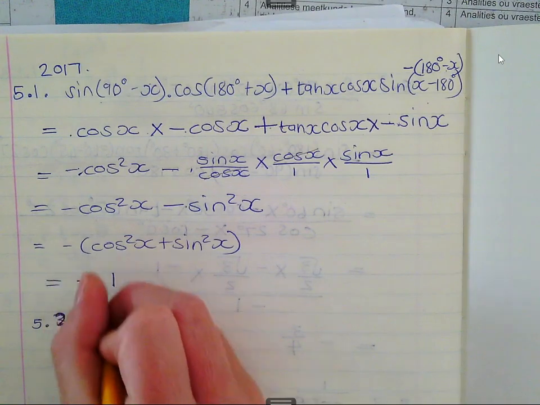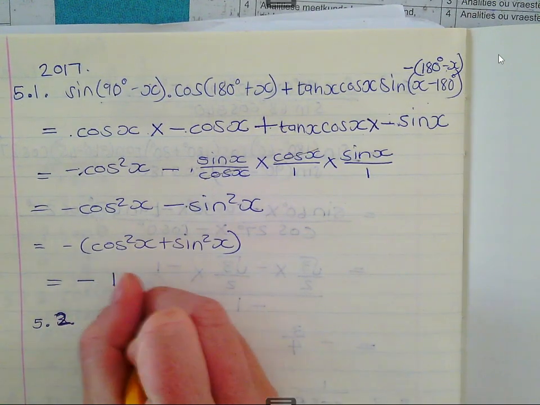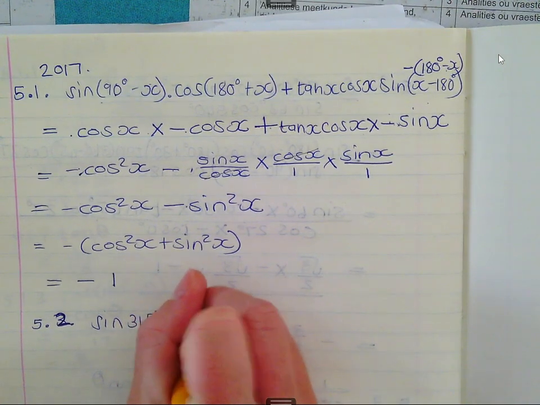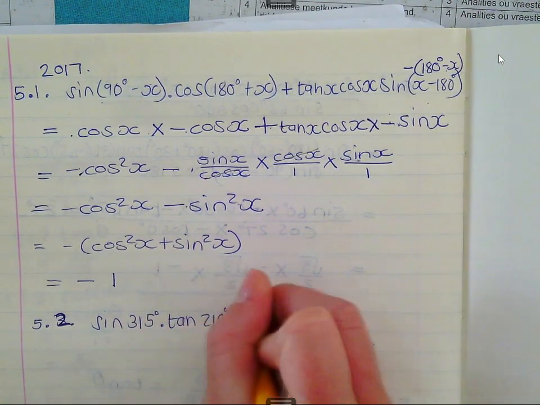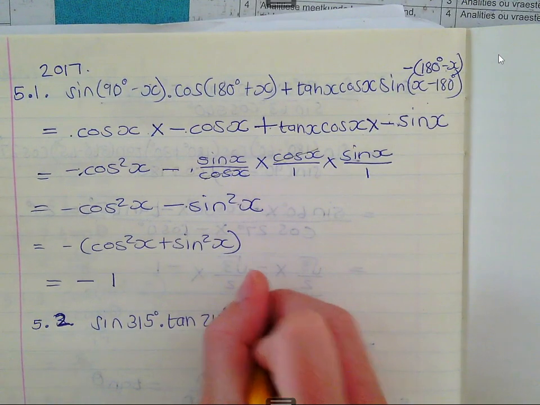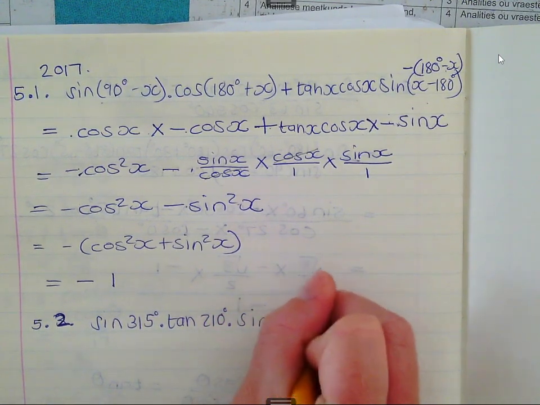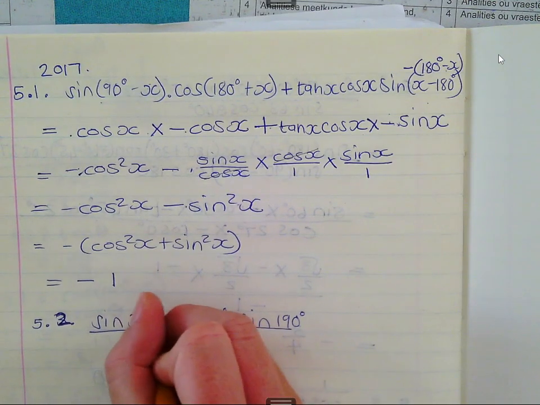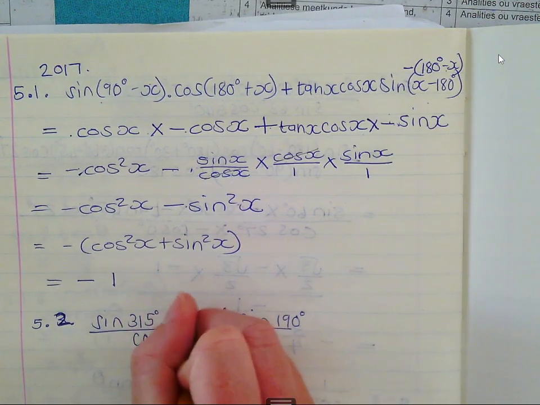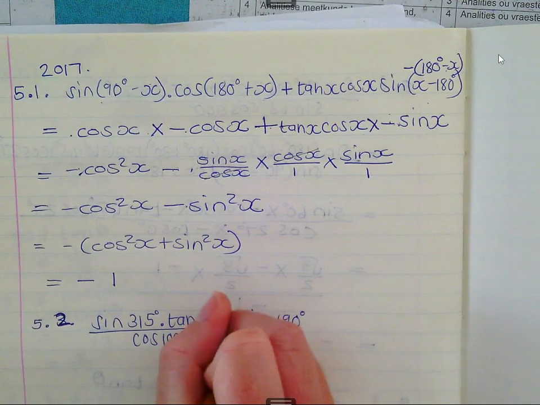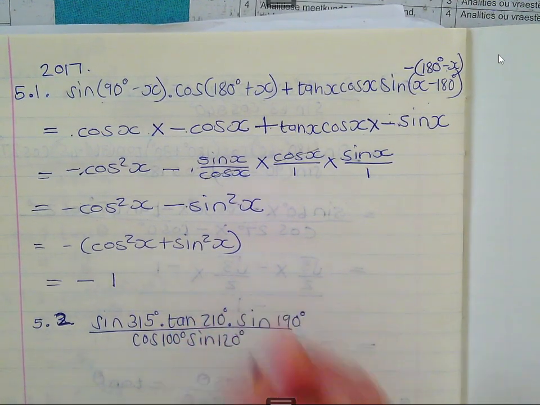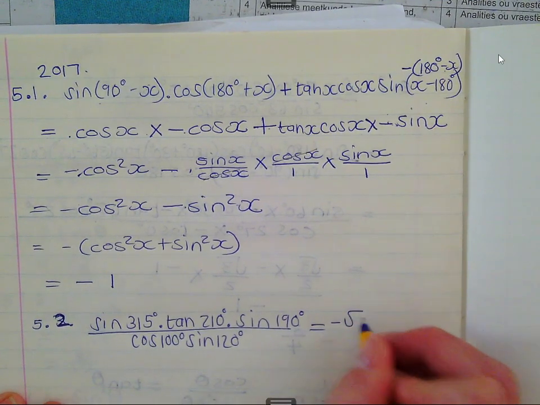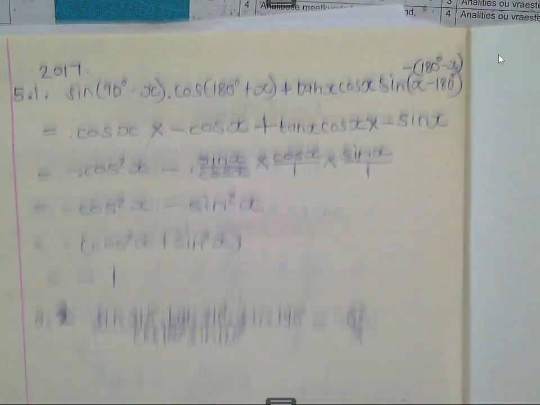Okay, at 5.2 they said sin 315 times tan 210 degrees times sin 190 over cos 100 sin 120. Now I hope that you guys notice that when I look at the expression, I can see I recognize 315 as special.